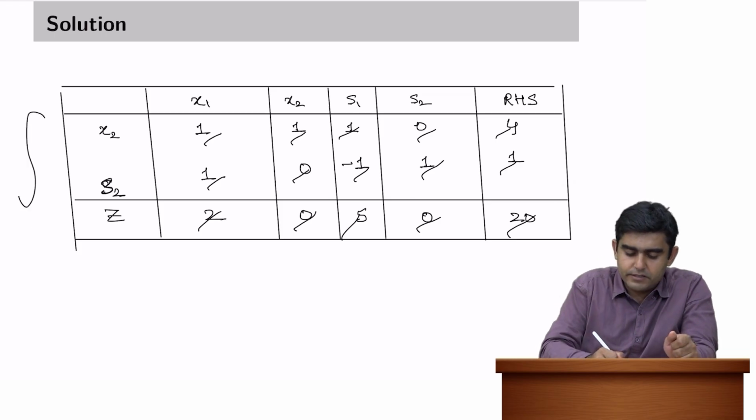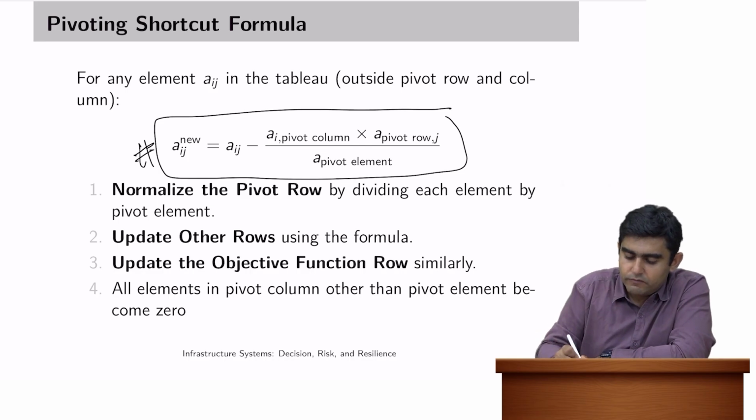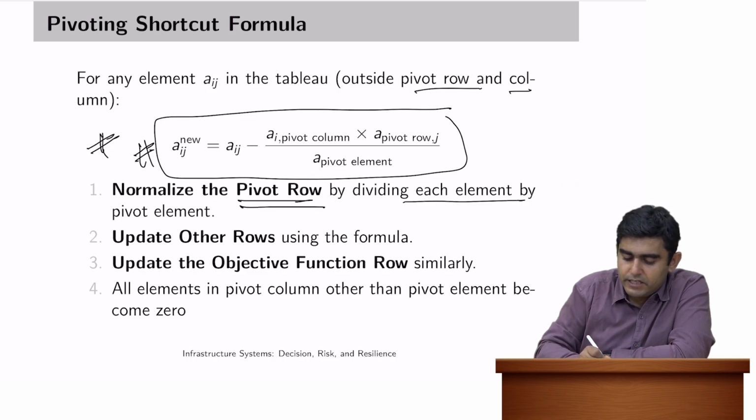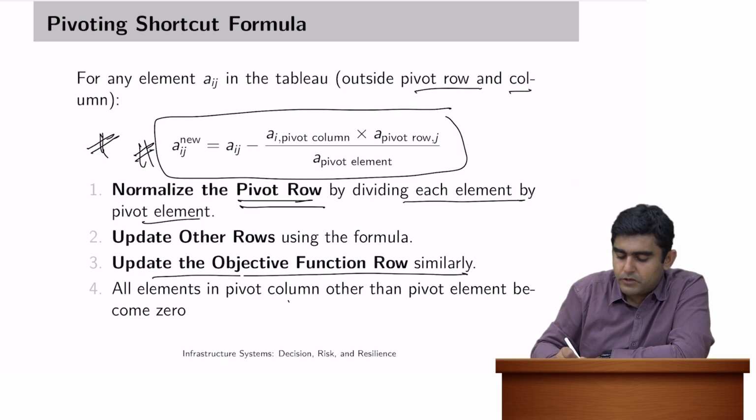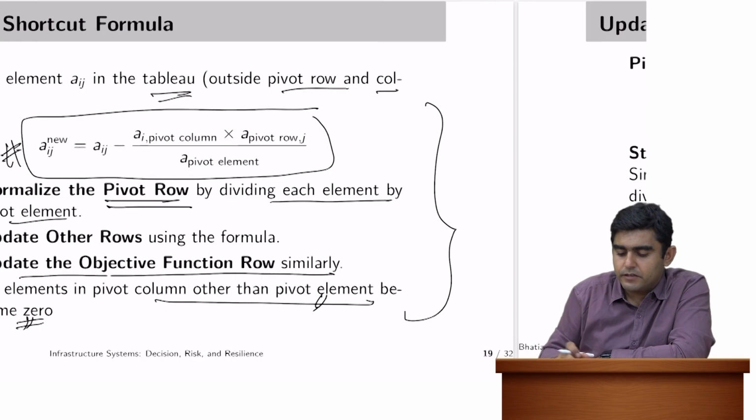So all our updations are correct using the formula that we have already learned: Aij new is Aij minus Ai pivot column into A pivot row j, divided by the pivot element. So what we again did is that we updated all the elements outside the pivot row and column using this particular formula. Then we normalize the pivot row elements by dividing each element by the pivot element, and update the objective function row similarly, whatever rules we are applying, and all elements in the pivot column other than the pivot element become 0. All these together form the step of updation of the tableau in the simplex method.